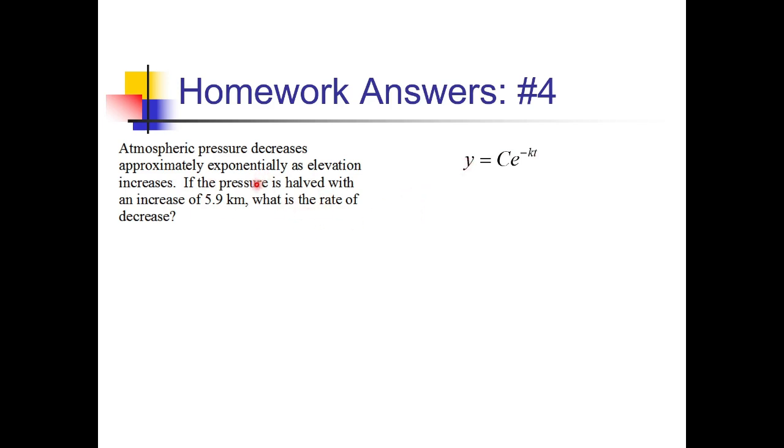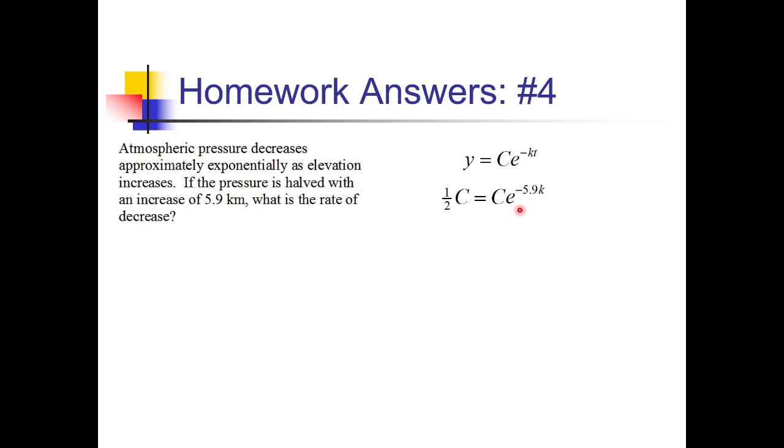But we know that the new pressure is half of the initial pressure. So for my Y, I'm going to use 1/2 C, and I'll just use C for the initial pressure since I don't know what it is. For the T value, we're going to use 5.9 because that is the elevation increase in the problem. So we have negative 5.9 K in that exponent with the E then.